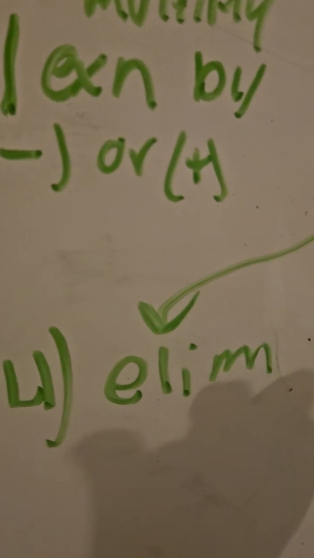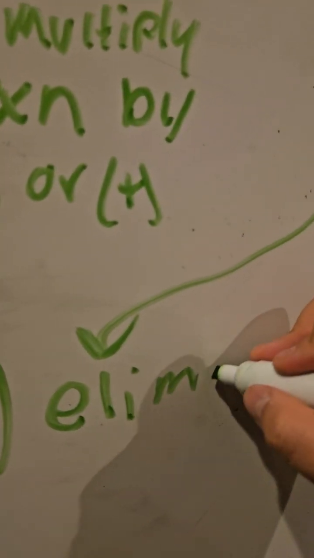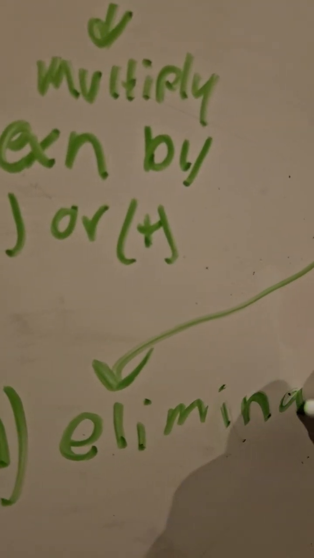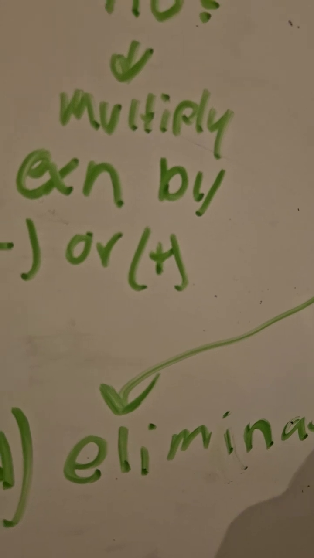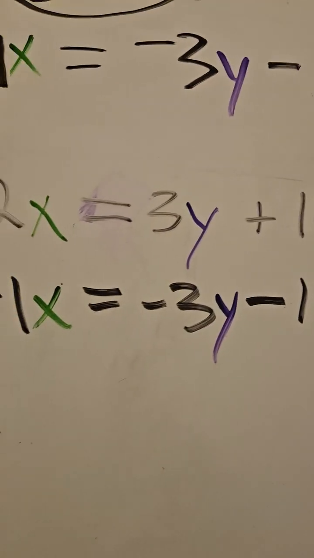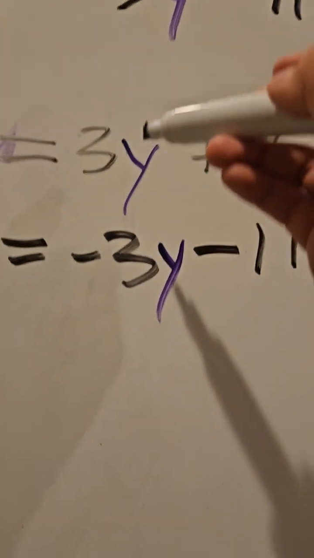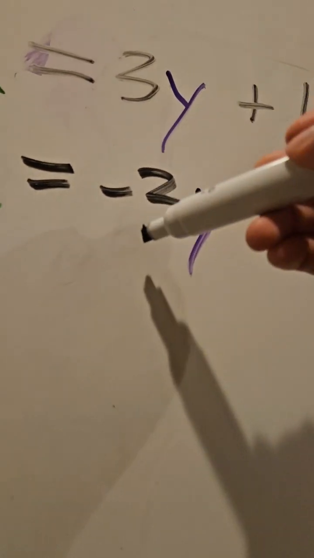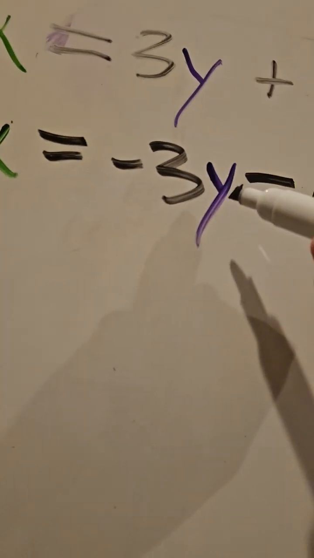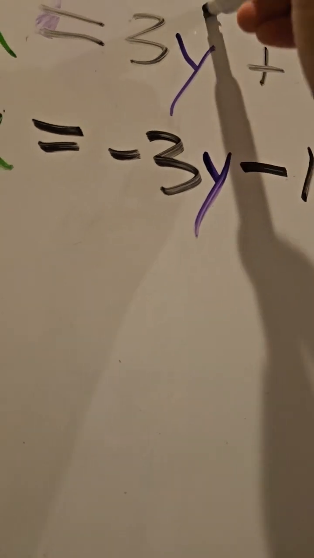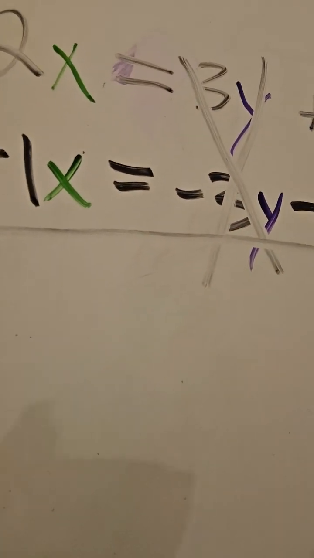Eliminate. Okay, and so here, as you can see, we can eliminate y, because 3y plus -3y would just equal 0, so we can get rid of that.